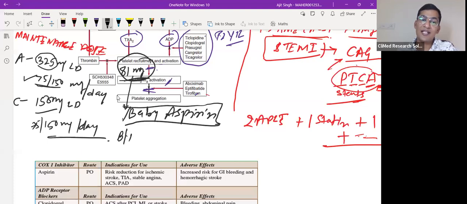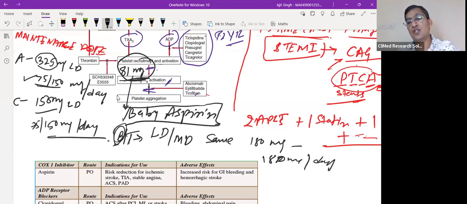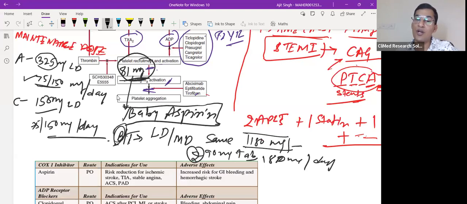If I talk about Brilinta, Brilinta is nothing but ticagrelor. Brilinta is the brand name, and ticagrelor is the generic name. So the Brilinta or ticagrelor loading dose and maintenance dose per day are the same: 180 mg is the loading dose and 180 mg per day is the maintenance dose. It does not come in 180 mg, it comes in 90 mg tablets. So in loading we give 2 tablets of 90 mg, and daily we give 90 mg in the morning, 90 mg in the evening.